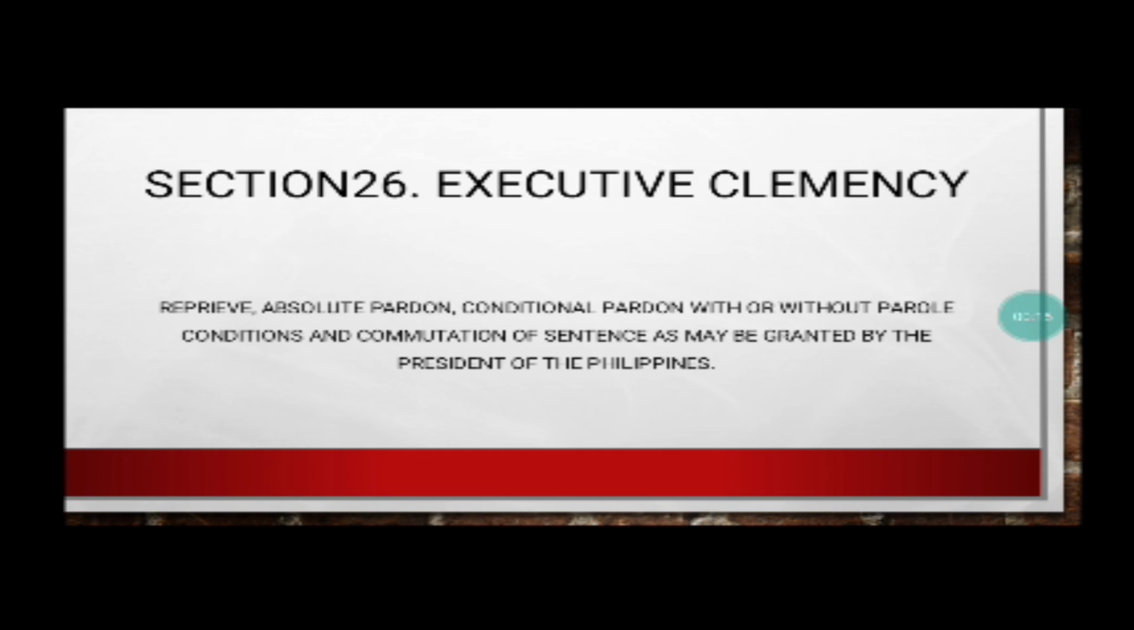So, Section 26, Executive clemency. Reprieve, absolute pardon, conditional pardon with or without parole conditions, and commutations of sentence as may be granted by the President of the Philippines. Ang executive clemency raw ay ang natatanging kapangyarihan ng Pangulo para patawarin ang isang kriminal mula sa nagawa niyang krimen o kasalanan o paikliin ang kanyang sentensya.